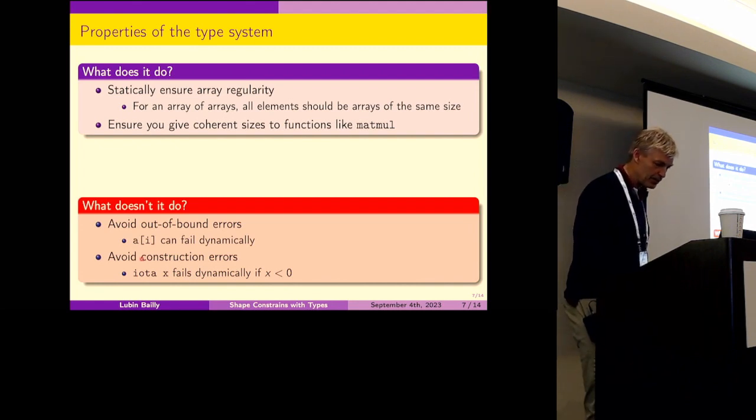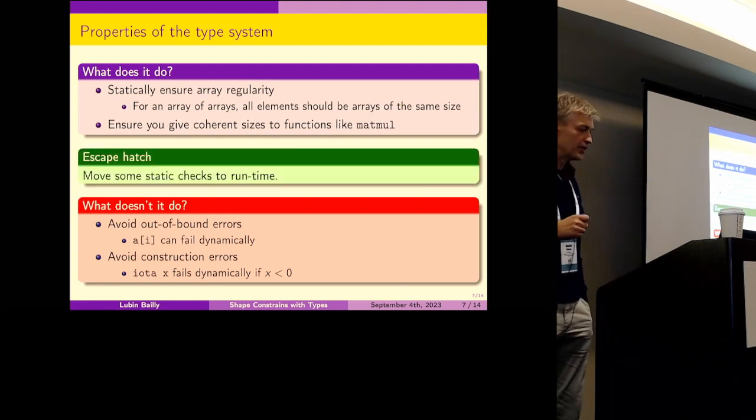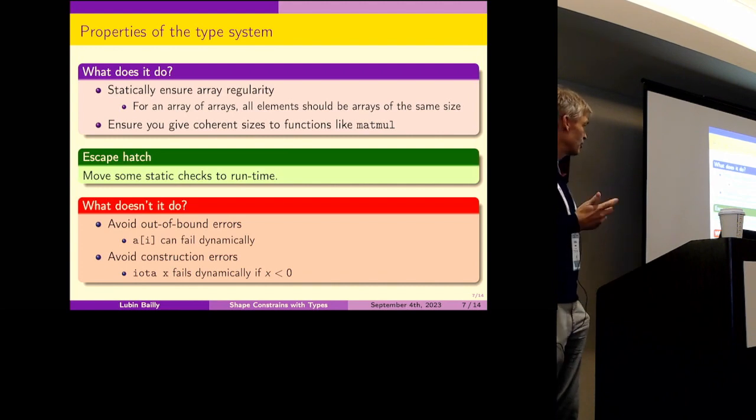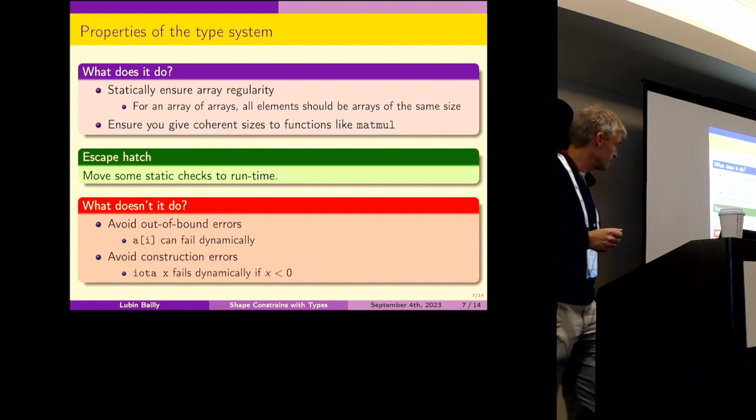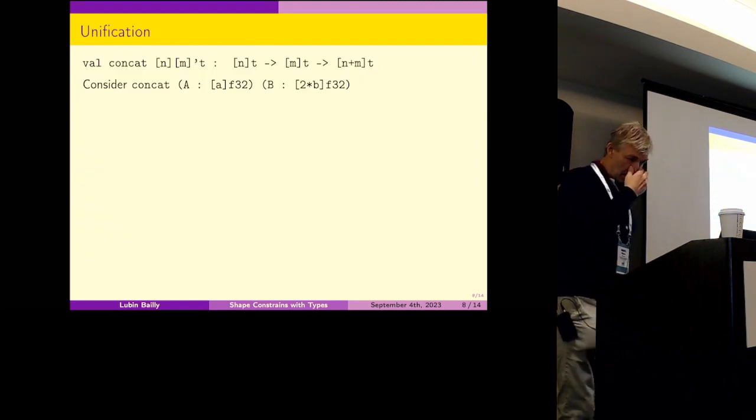Yes, and I think we can also have construction errors if iota is given a negative argument, that may fail. And the escape hatch here is then to move the static checks to runtime. So let's see how this will work.